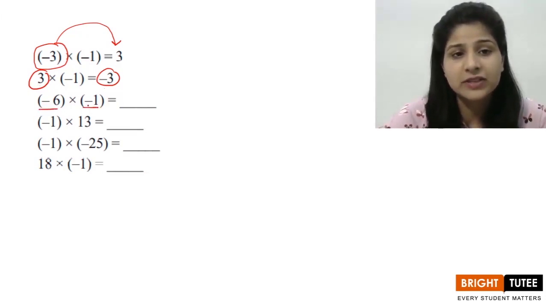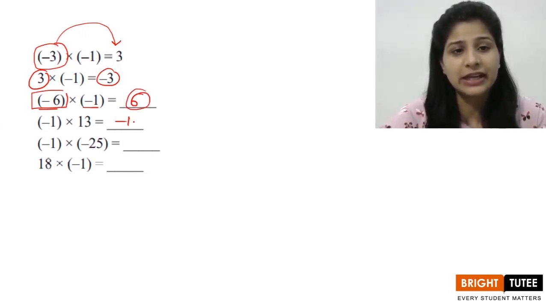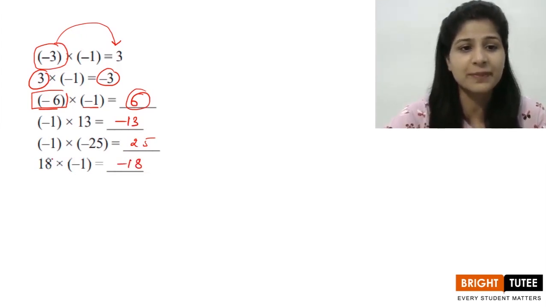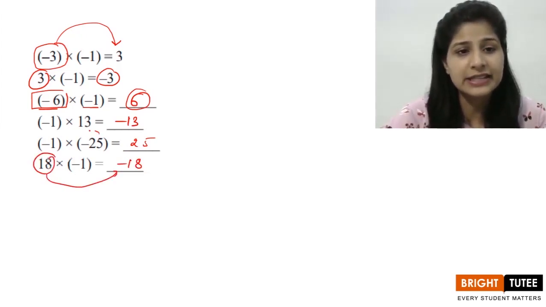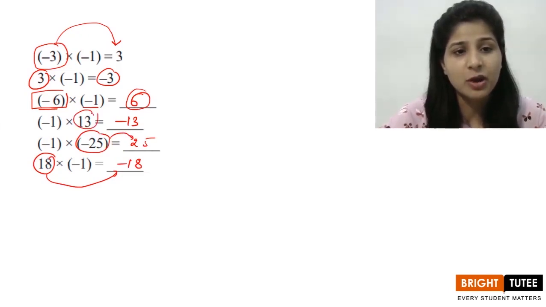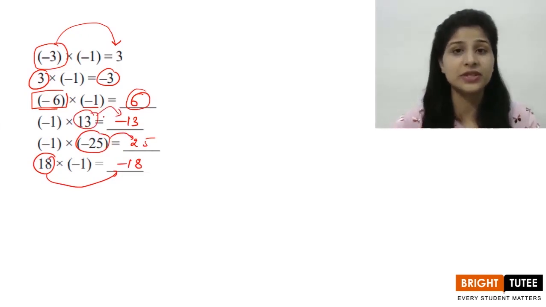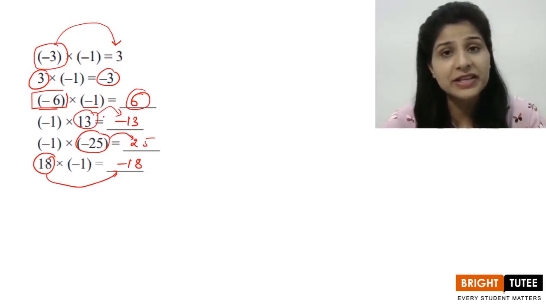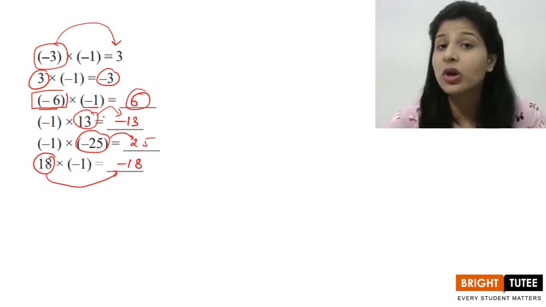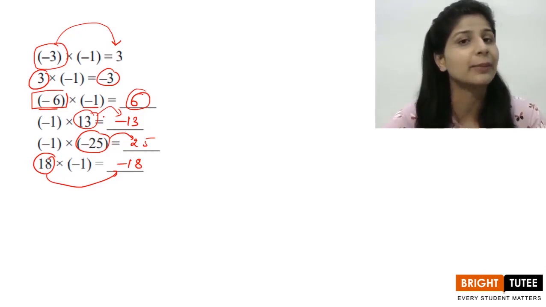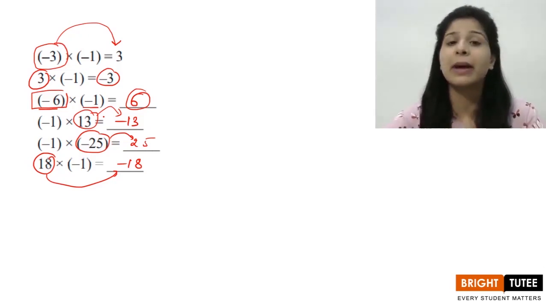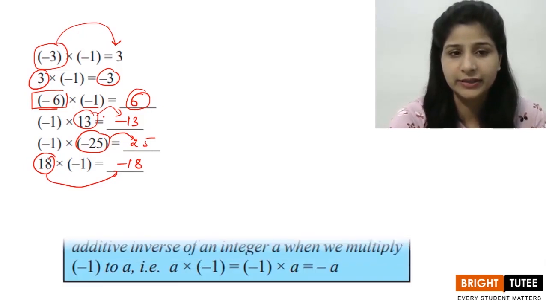Minus 6 into minus 1. You see negative, positive, and 6 into 1 is 6. It is negative again and it is positive. Similarly, here you will get minus 13, 25 and minus 18. What is happening, students? If you observe, the signs are getting changed. Positive is becoming negative, negative is becoming positive. So yes, multiplication of minus 1 with any of our integer is not going to give us the same integer as the answer. So we cannot consider minus 1 as the multiplicative identity. The multiplicative identity is 1.